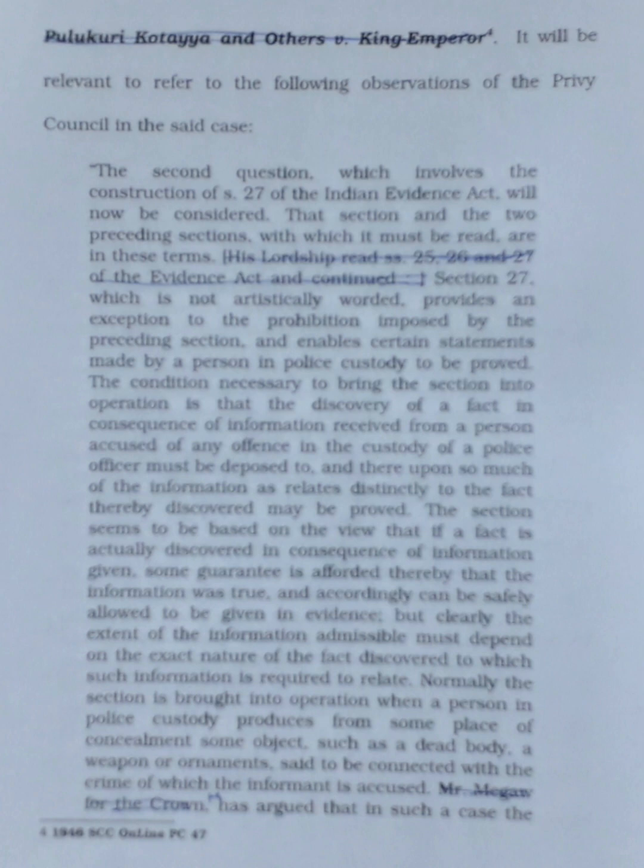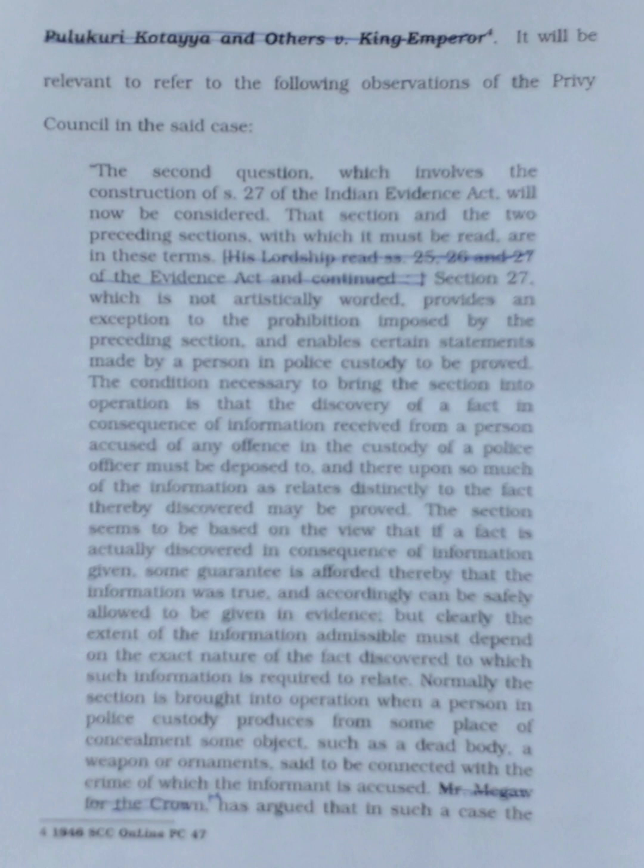The condition necessary to bring the section into operation is that the discovery of a fact in consequence of information received from a person accused of any offence in the custody of a police officer must be deposed to, and thereupon so much of the information as relates distinctly to the fact thereby discovered may be proved. The section seems to be based on the view that if a fact is actually discovered in consequence of information given, some guarantee is afforded thereby that the information was true and accordingly can be safely allowed to be given in evidence. But clearly the extent of the information admissible must depend on the exact nature of the fact discovered to which such information is required to relate.